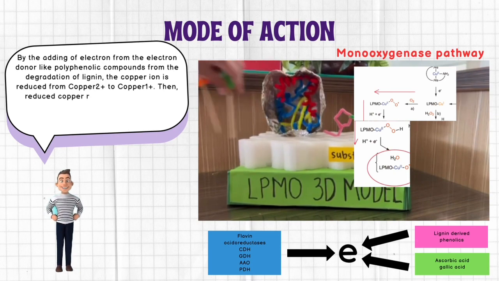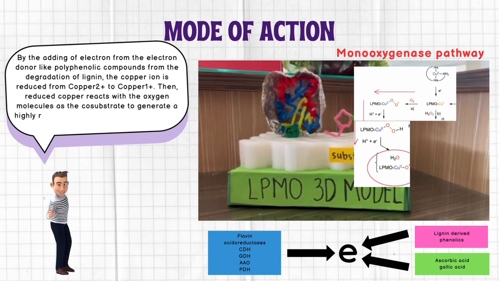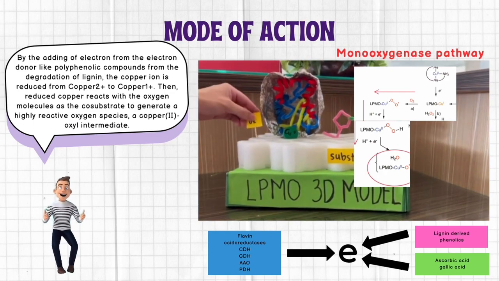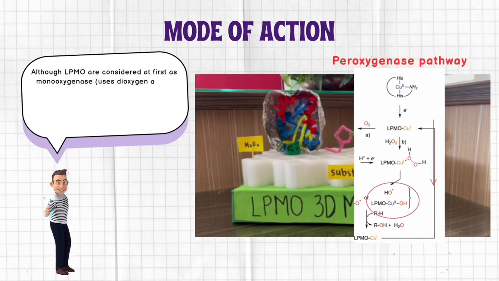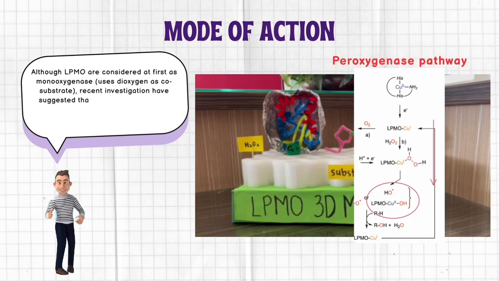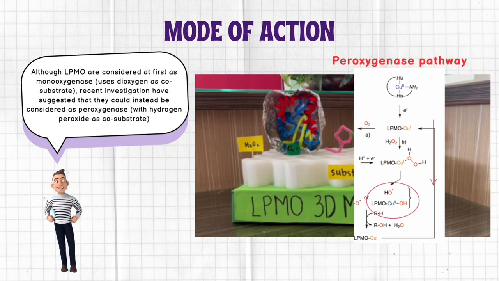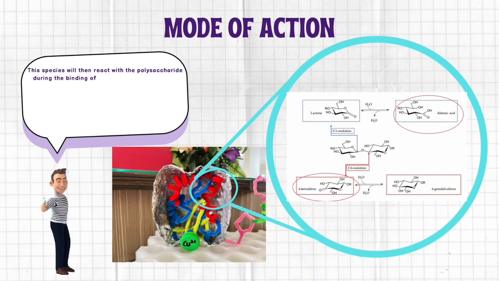Then, the reduced copper reacts with oxygen molecules as the co-substrate to generate a highly reactive oxygen species, a copper 2 oxyl intermediate. Although LPMOs were first considered as monooxygenases that use dioxygen as co-substrate, recent investigations have suggested that they could instead be considered as peroxygenases, which use hydrogen peroxide as co-substrate. This species will then react with the polysaccharide during the binding of LPMO to the substrate.